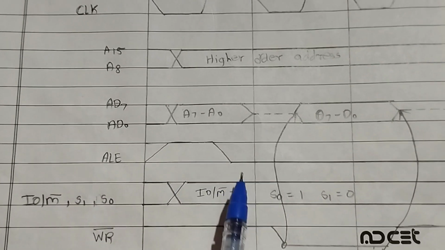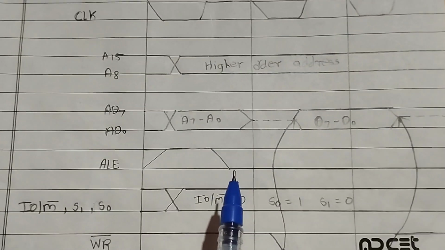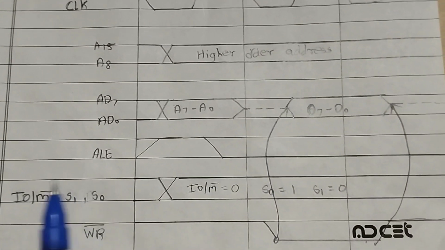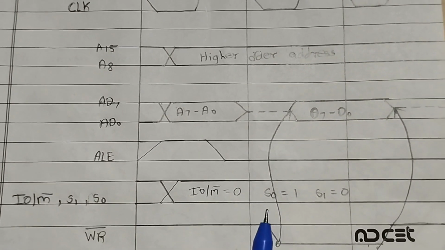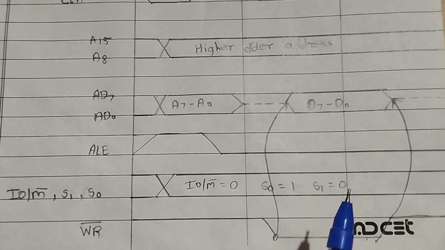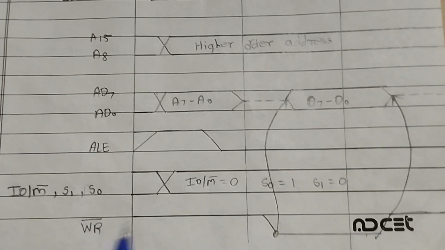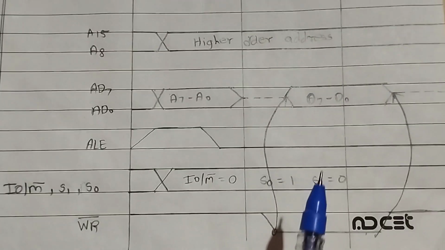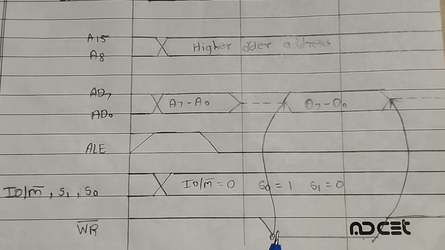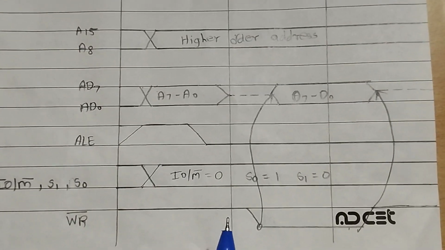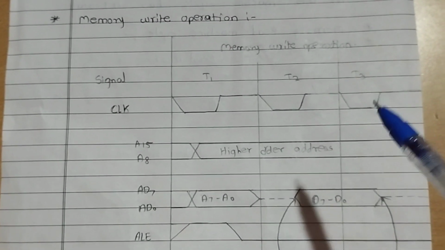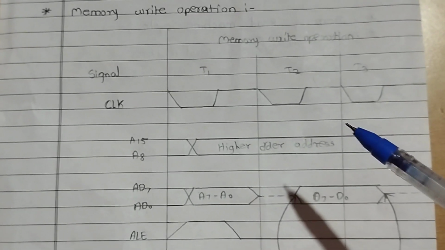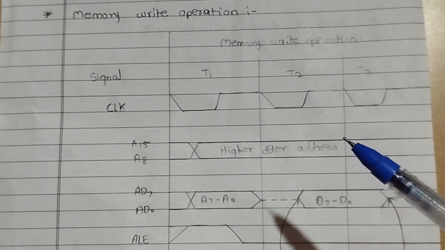When ALE is high, that time we store the address, and when ALE goes low, that time we store the data. For that, IO/M bar is equal to 0, S0 is equal to 1, and S1 is equal to 0. The write operation happens when the data is written in the machine cycle. Only at that time does write bar go low, otherwise it is high. I hope you get the idea about the write machine cycle also. All these machine cycles we understand better when we solve instructions.